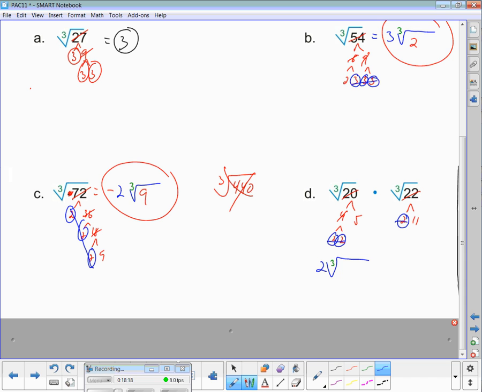Gabe? 55, because Gabe said the 5 times the 11 is a 55. Remember, we're multiplying, right? 5 times 11 is 55. So we got a 2 out for the 3 2's. What's left in? A 5 times 11. 5 times 11, 55. 2 times the cube root of 55. That's an exact answer, and we like exact answers.